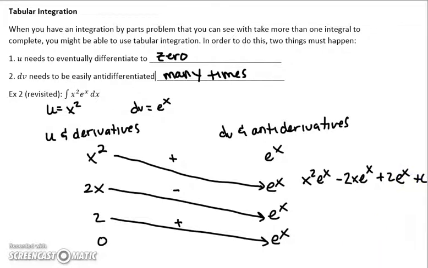So that's a quick way to do anti-differentiation by parts if it's going to take more than one go. Again, in order to do that, u has to differentiate to 0, and dv has to be easily anti-differentiated many times. So we'll call it quits on this video, and we'll see you in the next one.